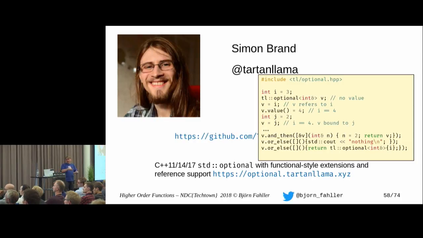Likewise, you can say dot or else, which will be called if it doesn't hold anything. In the first case here, this is a void function, so v stays undefined, uninitialized, doesn't hold a value. But it's also possible, like in the last line, to return another value, another optional that will replace what was in there, which is super useful because now you can use this in a lookup function. Say, look up this dot or else. That is neat.